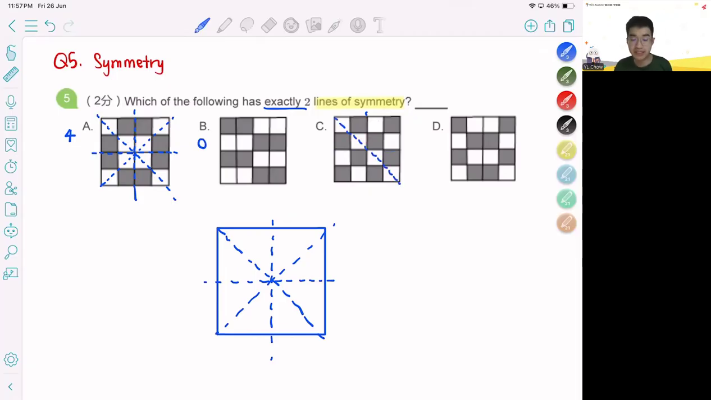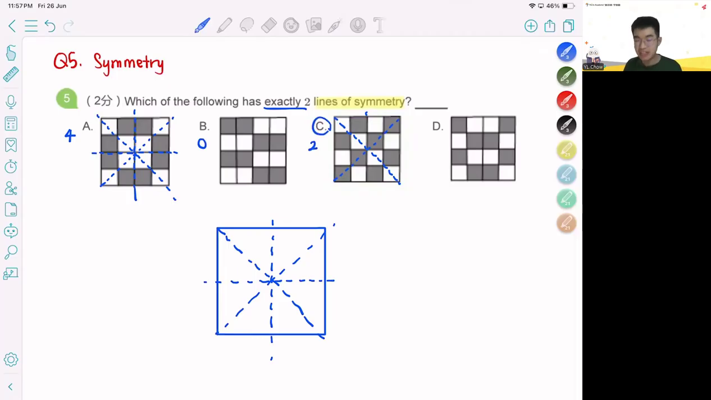For example, if I draw this diagonal, you'll realize that this and this form mirror images of each other. Similarly, this is also forming mirror images of each other through this line. So whatever happens on this side and whatever happens on this side, they are exactly mirror images of each other. For example, you can just take the corner that I've drawn. So there are 2 lines of symmetry in C.